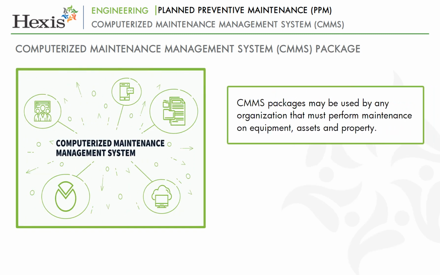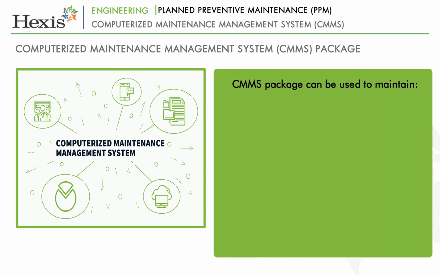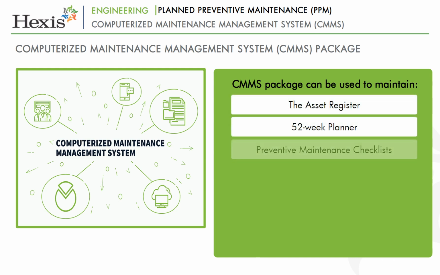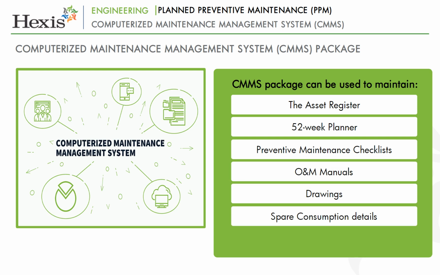CMMS packages may be used by any organization that must perform maintenance on equipment, assets, and property. CMMS packages can produce reports and documents giving details or summaries of maintenance activities. A CMMS package can be used to maintain the asset register, 52-week planner, preventive maintenance checklists, O&M manuals, drawings, spare consumption details, and service reports on completion.